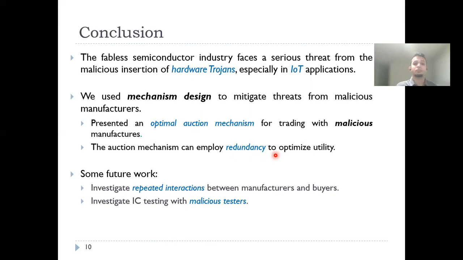In the future, what we have planned is to investigate a repeated interaction between manufacturer and buyer, and also investigate IC testing in consideration of malicious ICs and malicious testers, where there can be multiple testers. Those are malicious in nature, and we will try to figure out the optimal strategies under such circumstances.